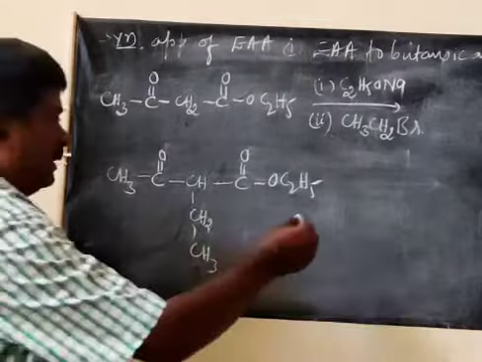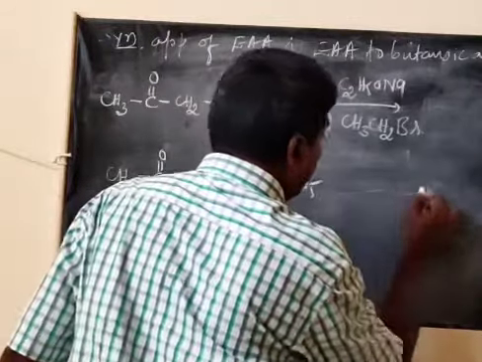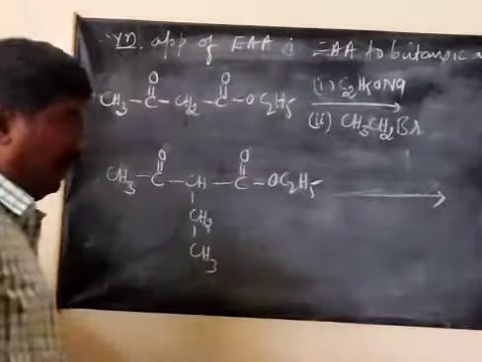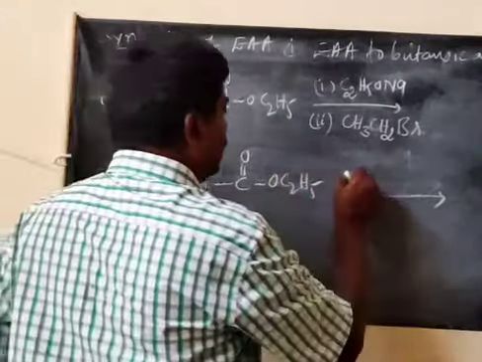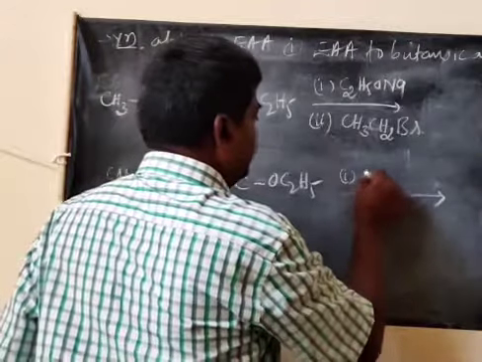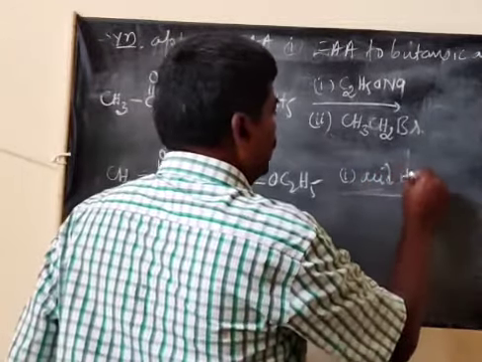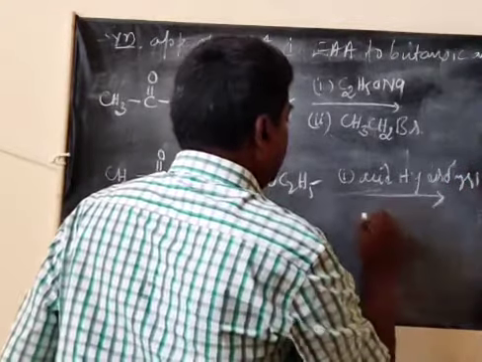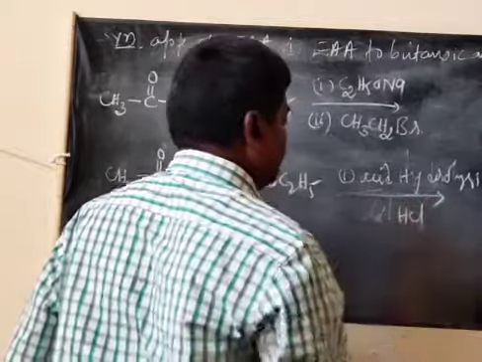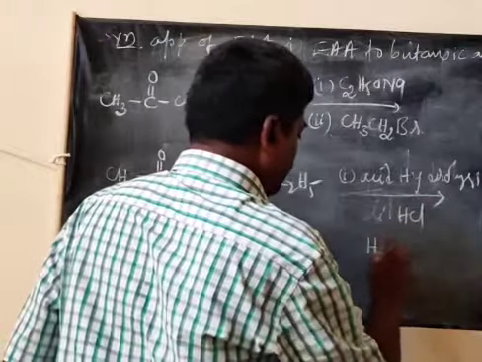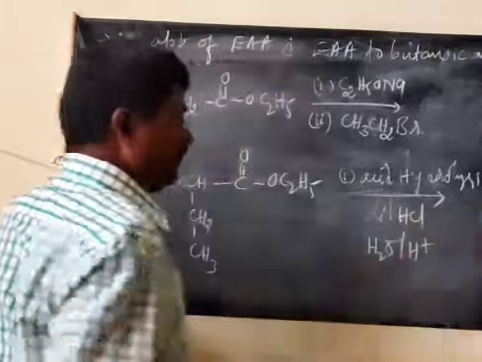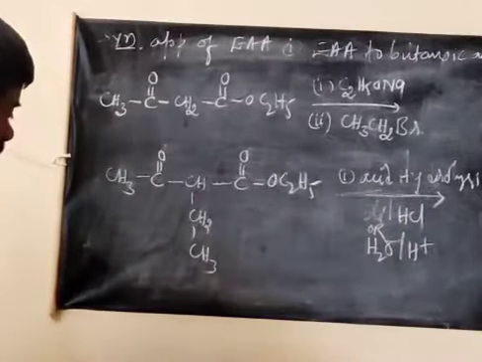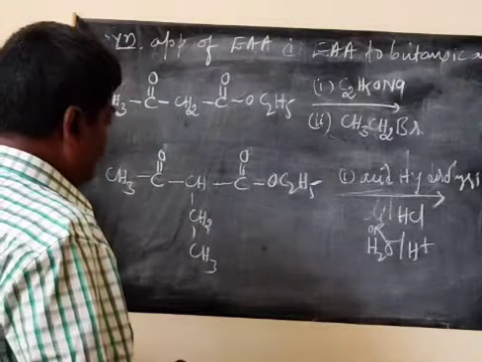Okay. So this undergoes acid hydrolysis. See, in the case of ketonic hydrolysis, only one water molecule is used. Here, this is acid hydrolysis. Acid hydrolysis means with dilute HCl followed by heating. See here, two molecules of water are utilized.